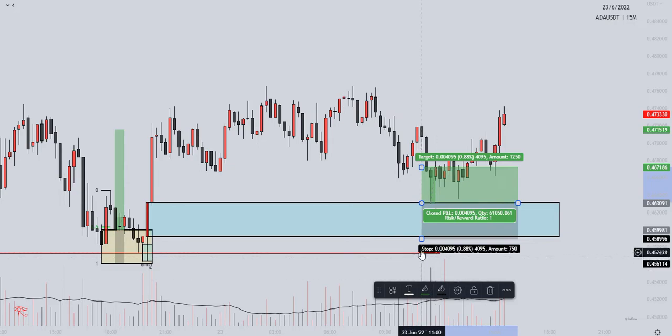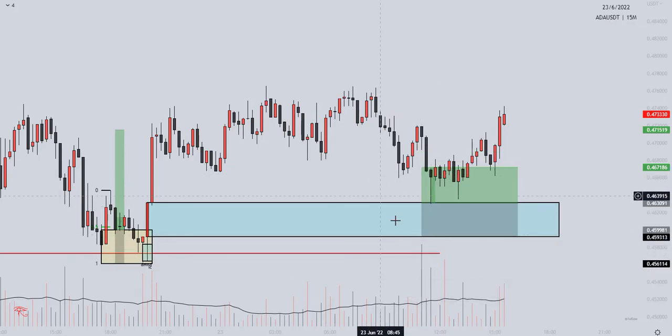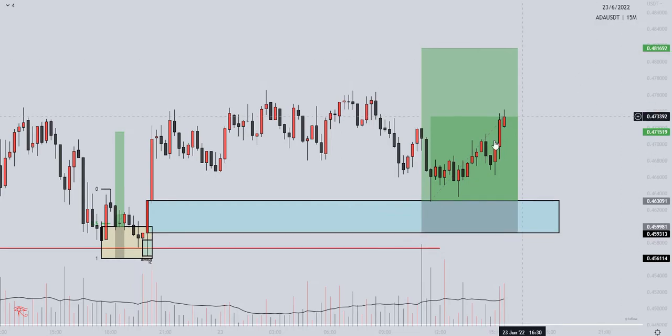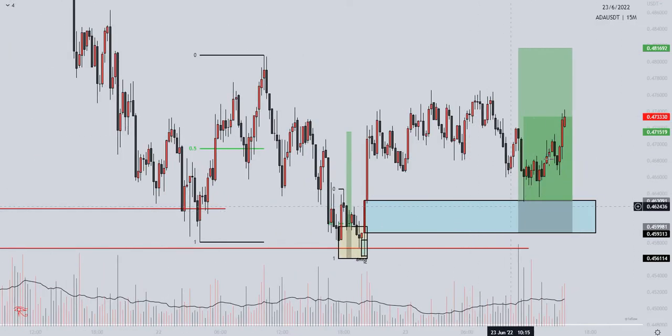Something like this. I mean, this would be entirely up to you and your risk, right? At this point in time, this is a 0.82% stop loss, so that's not bad at all to me, right? But we can go to lower time frames, confirm that over here, right? And look to enter zones over here.